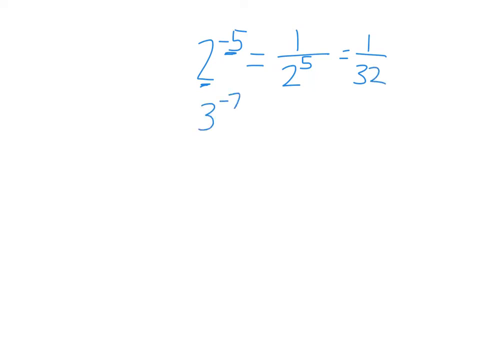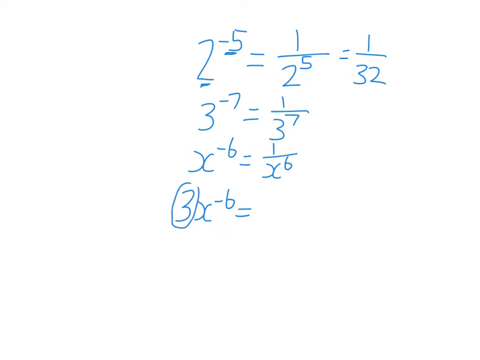3 to the power of -7 is 1 over 3 to the power of 7. So this works for numbers, therefore it will work for letters. x to the power of, say, -6 is 1 over x to the power of 6. So you will have to simplify expressions that have more than one thing in them. So let's say we have something like 3x to the power of -6. What you do in this case is everything that doesn't have a negative power goes on top. Everything that does have a negative power goes on the bottom, but you write it with a positive power.